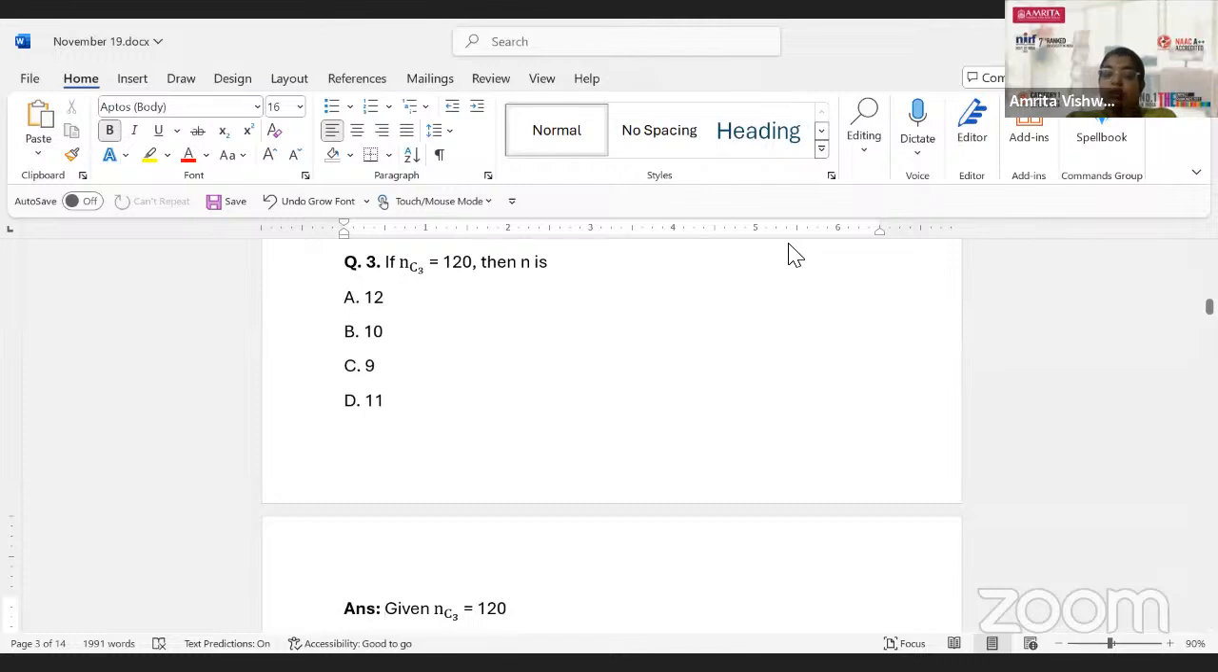Then only I'll be able to help you. Those students who have confusion, you can type in the chat box. Others, please start doing the next question. Given that nC3 equals 120, you need to find n. nC3 is given as 120 and you have to find out n. The options are A is 12, B is 10, C is 9 and D is 11.